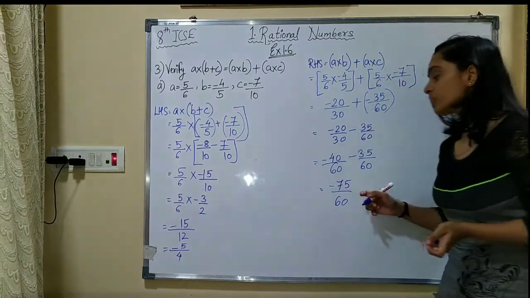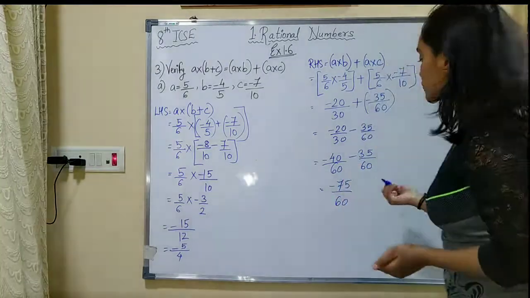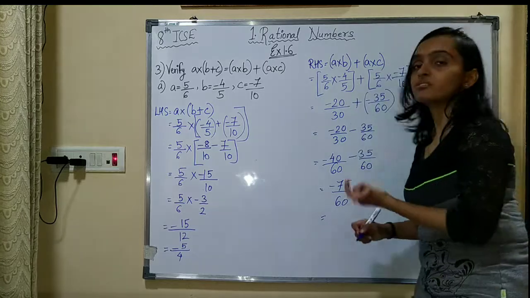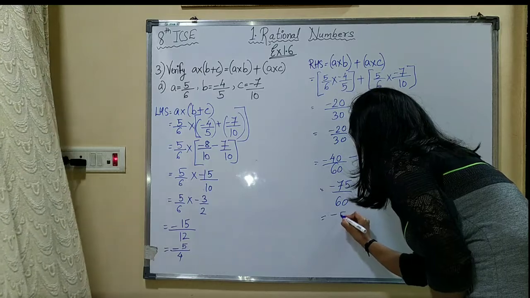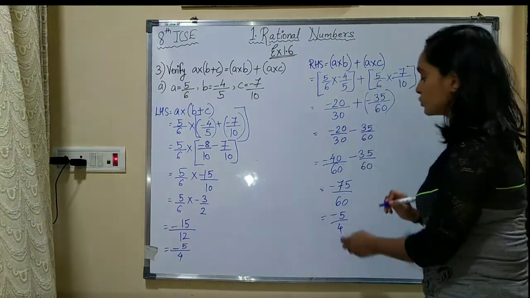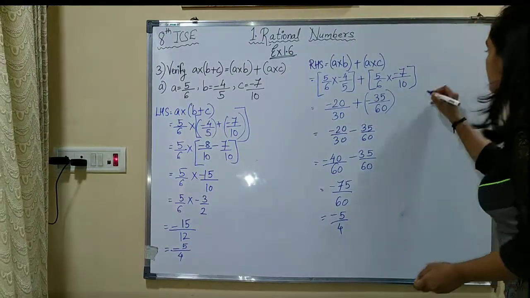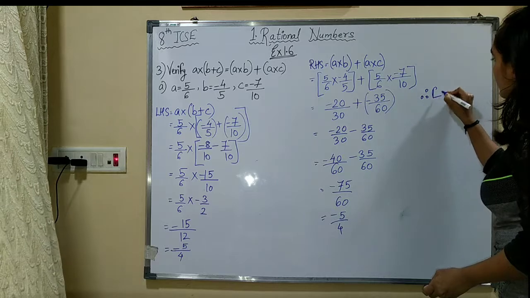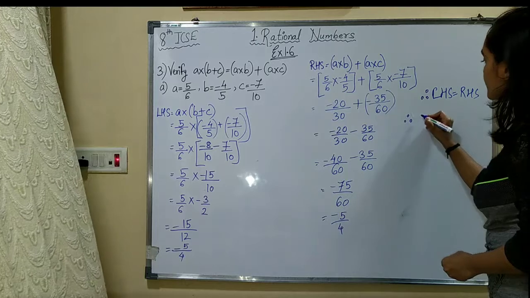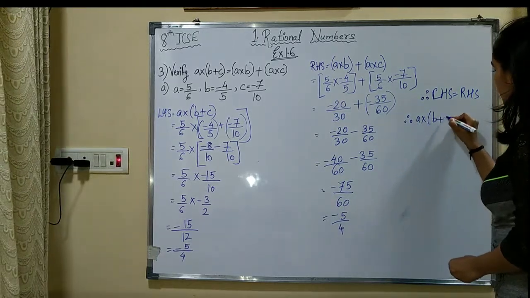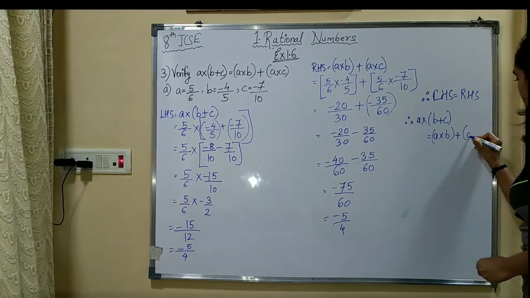upon 60. Now as you see, numerator and denominator both are divisible by 15. So we can reduce it by 15. So 15 times 5 is 75 and 15 times 4 is 60. So the 15s cancel. So you will get minus 5 upon 4 as the right hand side, and left hand side and right hand side are equal. So therefore you can conclude LHS equals RHS. It's your distributive property: A multiplied by B plus C equals A multiplied by B plus A multiplied by C.